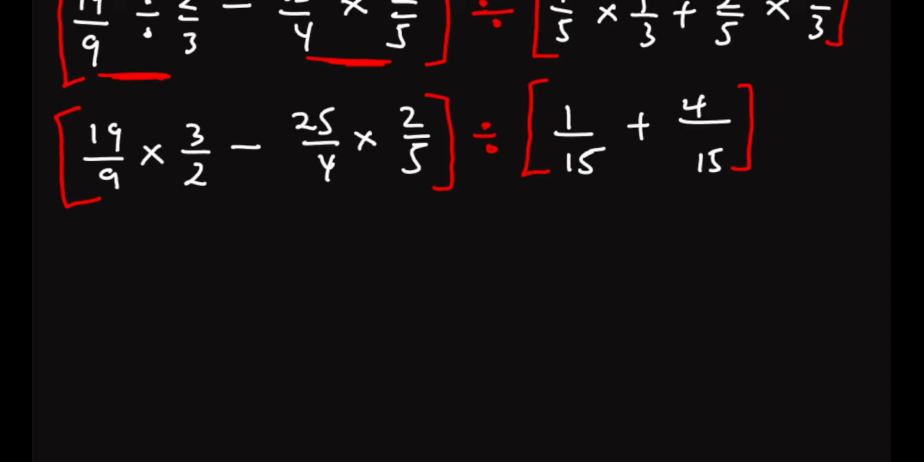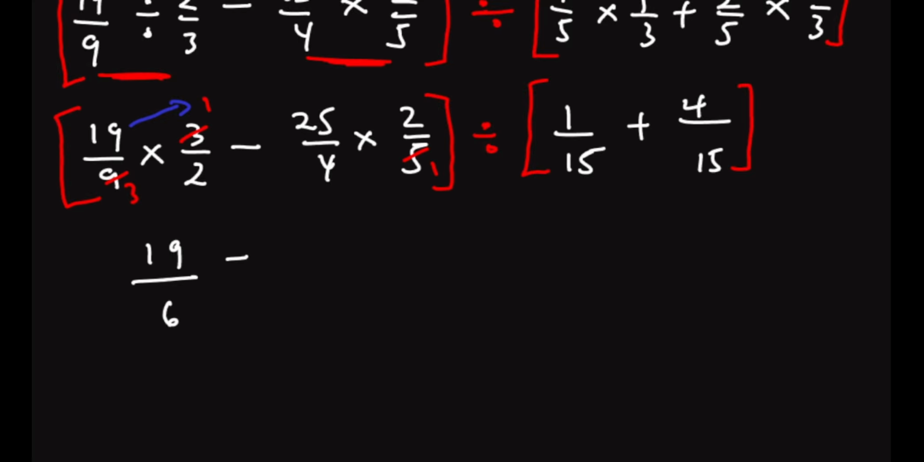Now all we need to do is to also simplify the first bracket. I can see these 3 and this 9 cancelling out. So 3 goes here 1 and goes to the 9 3 times. Then we're going to have 19 times this one. 19 times 1 gives us 19 all over 3 times 2 gives us 6. Then minus, you can see something going on here, some cancellation.